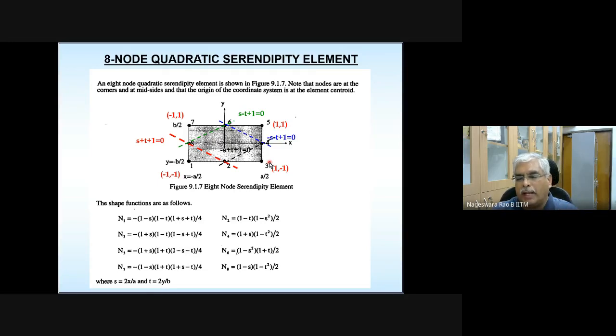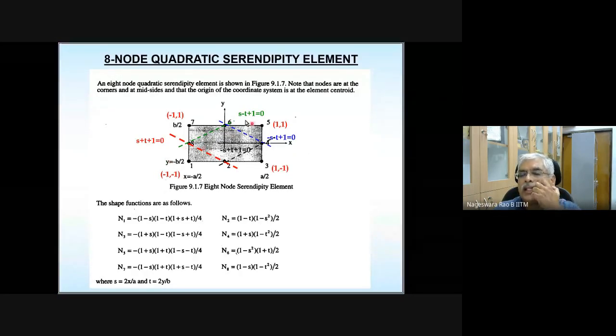do some mapping onto a square domain. This is the x-axis, y-axis. The x-axis is going to be mapped onto the s-axis. The y-axis is going to be mapped onto the t-axis. And what is the relationship between s and x, y and t? They are given here. So this rectangular element is going to be mapped onto a square element where s goes from -1 to 1, t goes from -1 to 1.